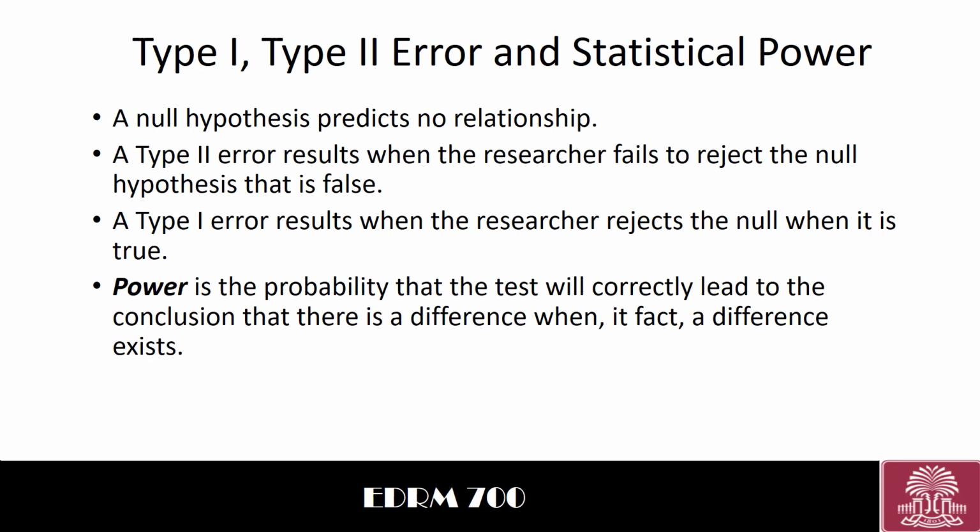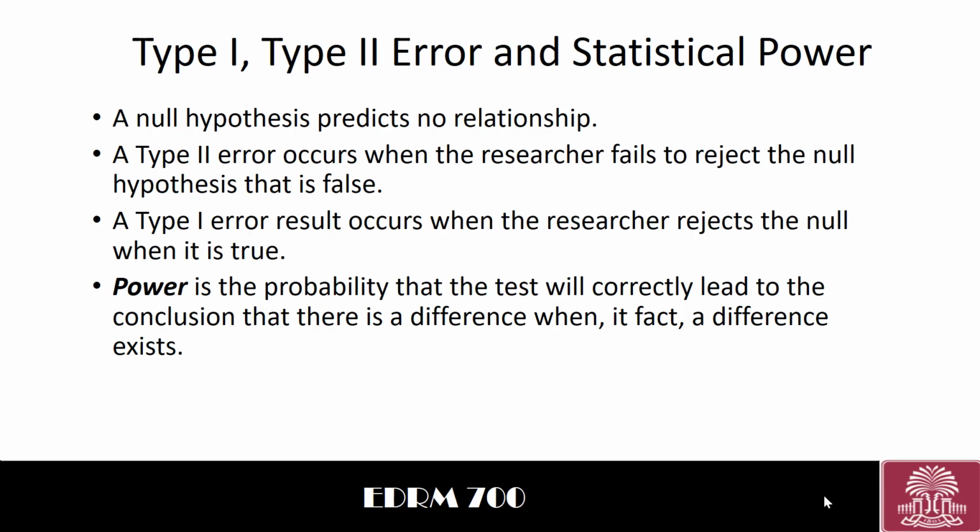We may have two types of errors in hypothesis testing. So, a null hypothesis predicts no relationship. A type 2 error occurs when the researcher fails to reject the null hypothesis that is false. A type 1 error occurs when the researcher rejects the null hypothesis when it is in fact true. Both of these are certainly problematic and important to avoid, but we approach them in different ways.